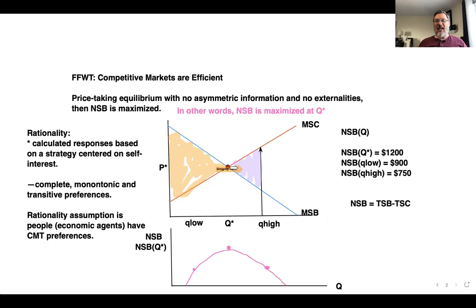Right? This area over here is negative. So we said at Q star, this whole area would be 1,200, right? And then this is negative. Got it. So the net social benefit would be less than what Q star is.